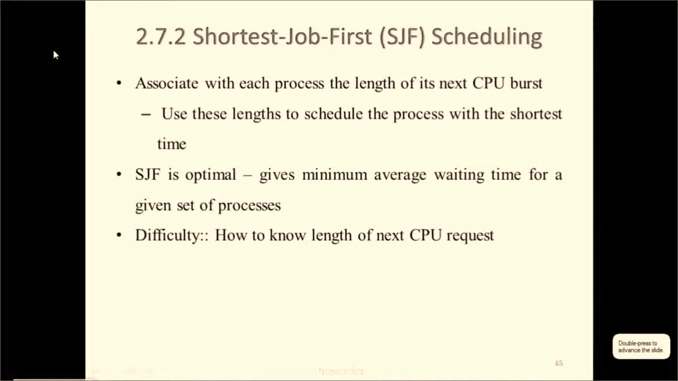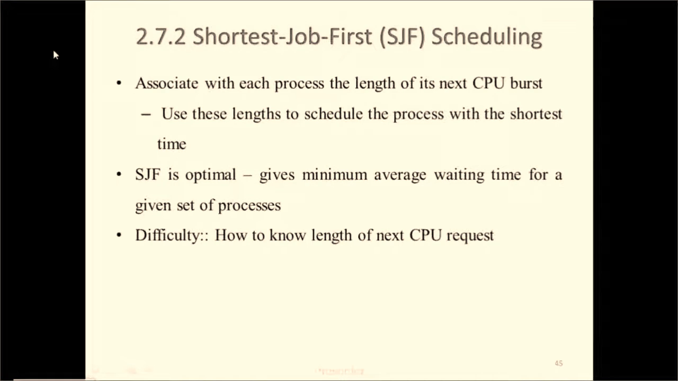So the problem that we found in the earlier example was when we scheduled a process which was asking for minimum amount of CPU time. If you schedule that first, then obviously the average turnaround time decreases and the algorithm gives us a better output. So from that, another scheduling algorithm came into picture.